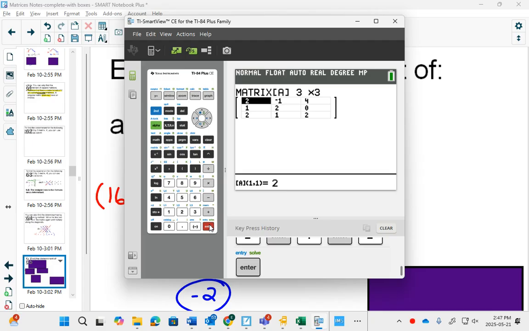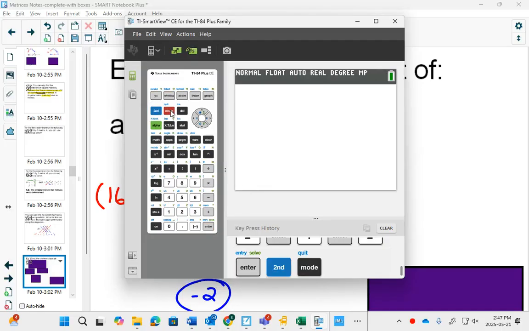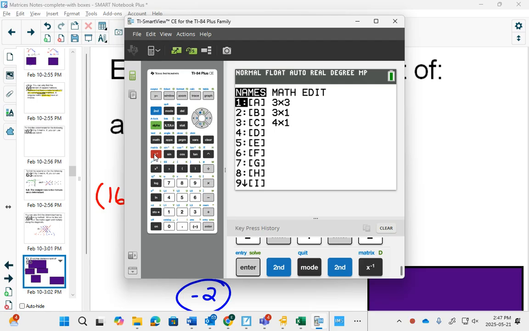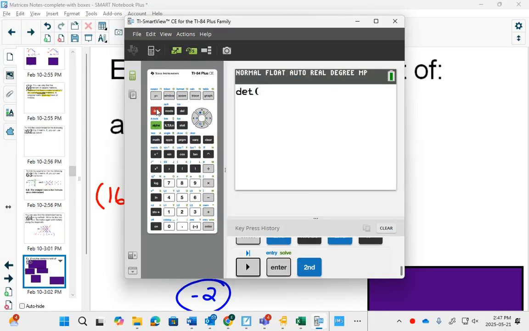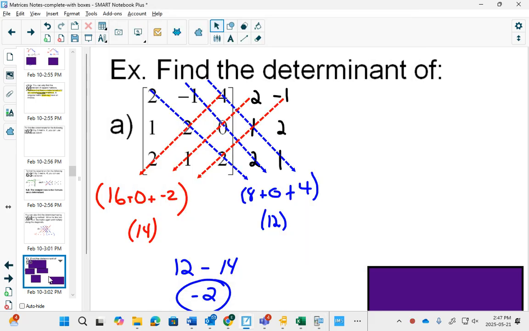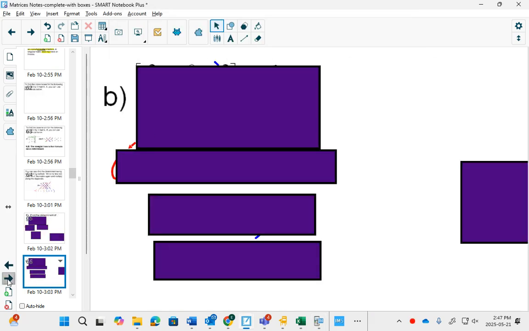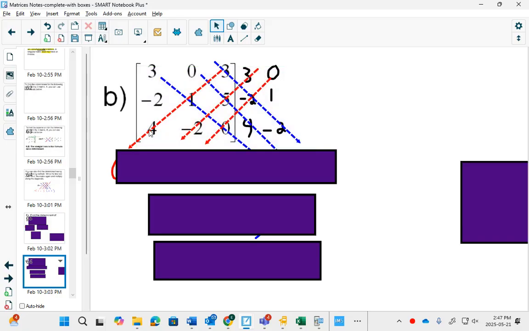It's matrix A. And if you're on your regular screen and you go to second matrix, in between names and edit, which are the ones we've done so far, in between them is math you can do. And the very first one is determinant. So if I want to find the determinant of matrix A, push enter, it tells me it's negative 2. Same answer that we got. I'd like you to try the second one on your own and see if you can find the determinant.